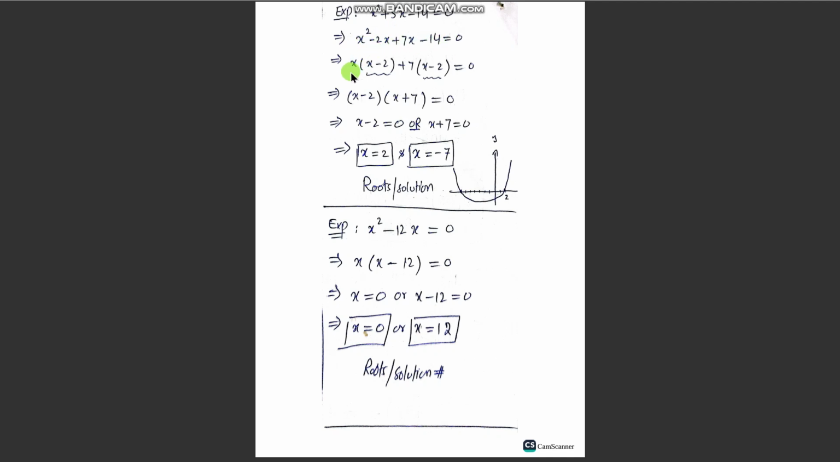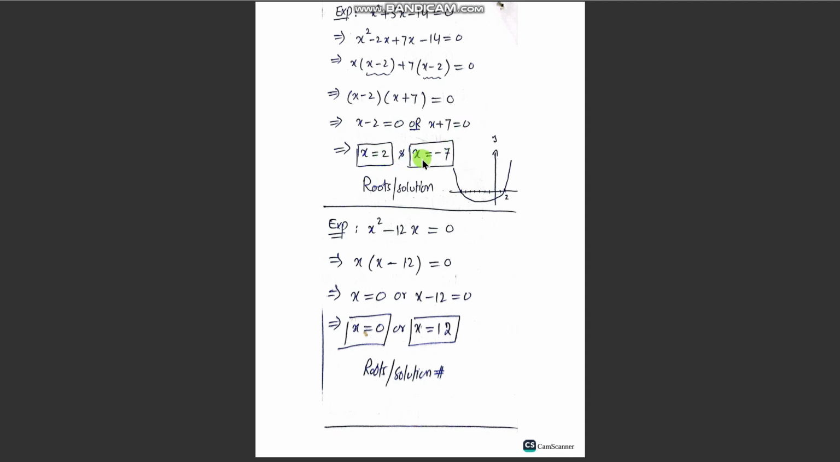In the first two terms, take x common, we get x minus 2, and from the last two terms, take 7 common, we get x minus 2. Again, in these two terms, x minus 2 is common, so taking x minus 2 common, we get x plus 7. Again, a times b equal to 0 means a is equal to 0 or b is equal to 0, so x minus 2 is equal to 0 and x plus 7 equal to 0. From here we get x is equal to 2, and from x plus 7 equal to 0, we get x is equal to minus 7.